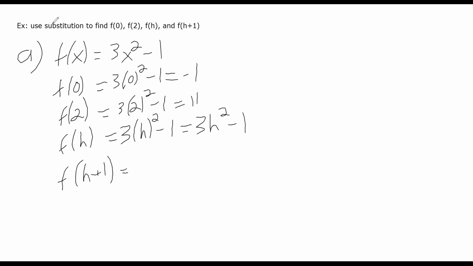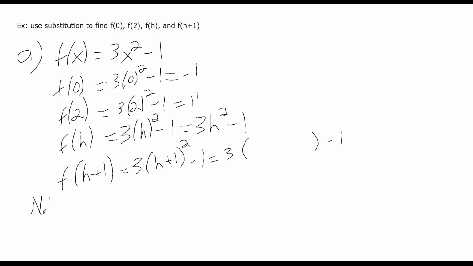Okay, what do we do here? Well, if you see the pattern here, similarly, we sub x for h plus 1. It will be 3 times (h plus 1) squared minus 1. You've got to FOIL this out. Actually, I don't have enough room here, so I'm going to do the minus 1 out here. I just want to write the answer because there's not enough room.